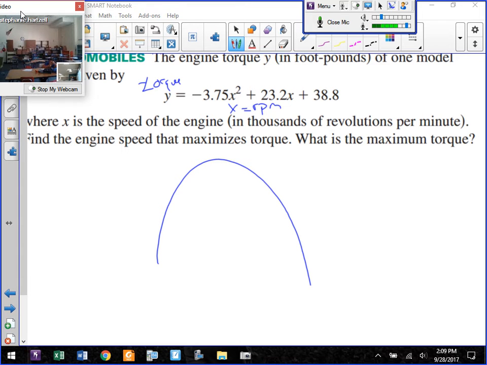But there is one bit of information that I know for dead certain because of the formatting that the equation is given to me. That's standard form, isn't it? What does your value of C represent? The y-intercept, very good. I know that somewhere along the lines, the y-intercept is going to be at 38.8. Okay, I know that.